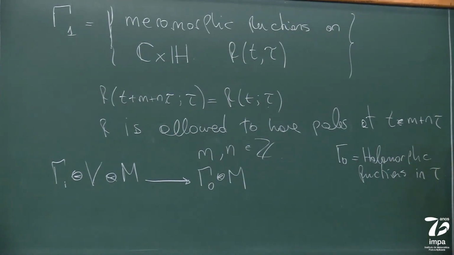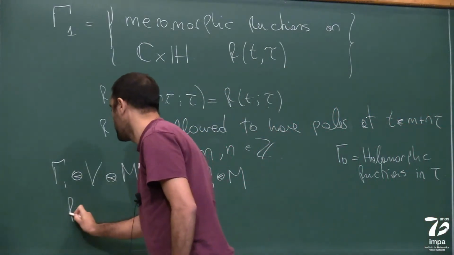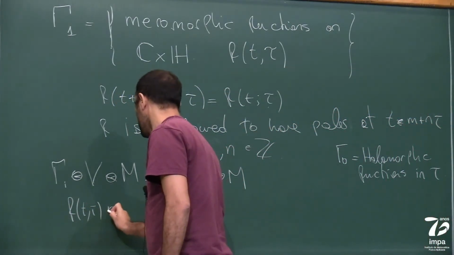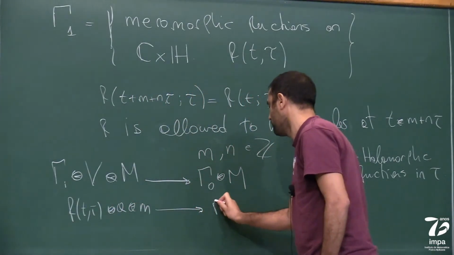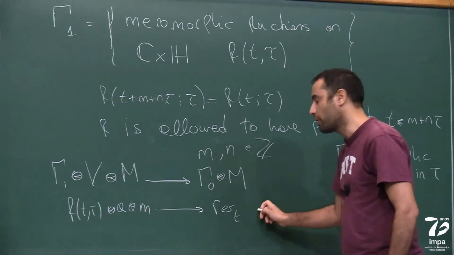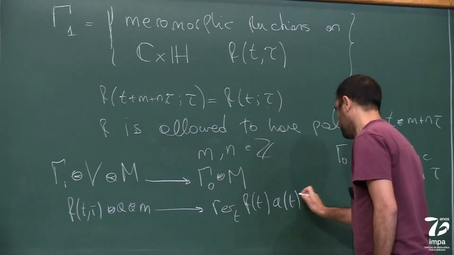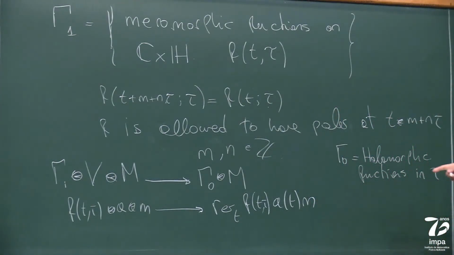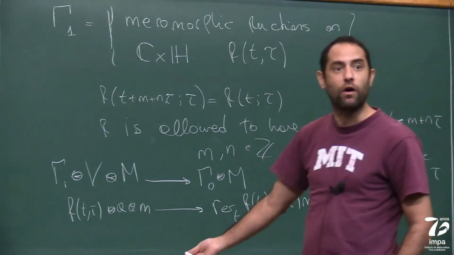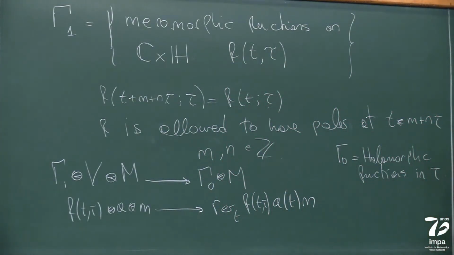So this is just holomorphic functions in tau. Or I could say holomorphic functions from the upper half plane into m, but the map is the same. You give me f of t and tau. You give me a vector in v, a vector in the module, and you take the residue at t. And you keep the tau dependence. Okay? So now, in this space, I'm going to write again a connection that is going to be completely ad hoc at this time.